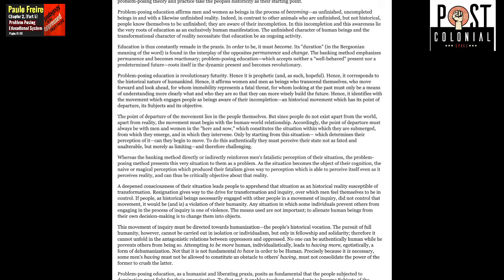The point of departure of the movement lies in the people themselves. But since people do not exist apart from the world, apart from reality, the movement must begin with the human-world relationship. Accordingly, the point of departure must always be with men and women in the here and now, which constitutes the situation within which they are submerged, from which they emerge and in which they intervene. Only by starting from this situation, which determines their perception of it, can they begin to move. To do this authentically, they must perceive their state not as fated and unalterable, but merely as limiting and therefore challenging.